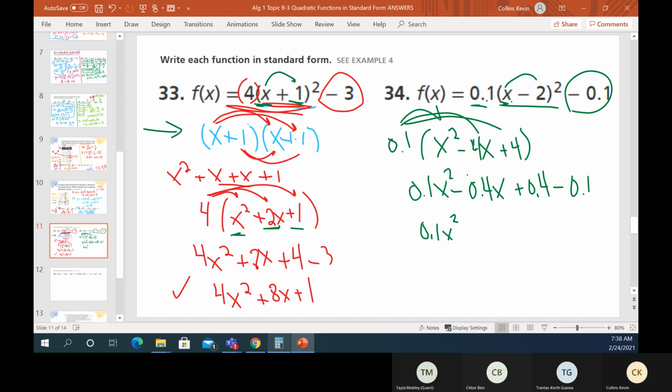All right, so 0.4x, and then finally just plus 0.3. So that's your boy. Okay. So this is converting from vertex form to standard form. Yeah, just some number crunching. That's pretty much all it is. Let's go and check out a couple more.